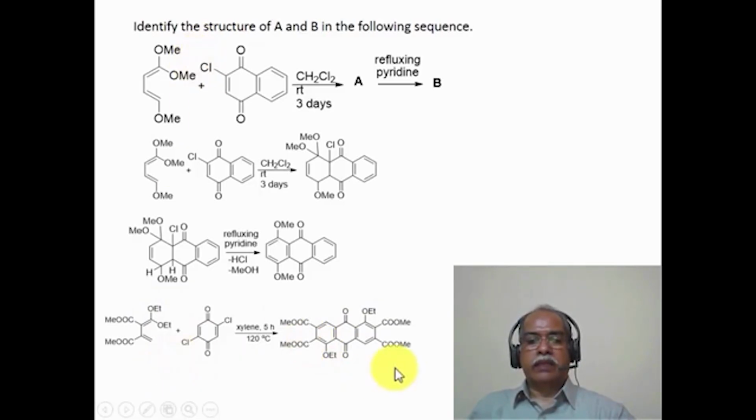So this is an extension of the example that is shown here. One can perform with this as a diene and the dichlorobenzoquinone as the dienophile. A double Diels-Alder reaction, a double elimination of hydrochloric acid and double elimination of ethanol is what is going to lead to the formation of this particular product.